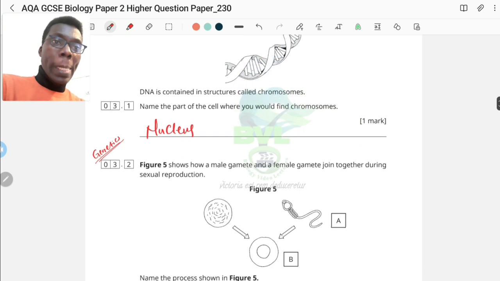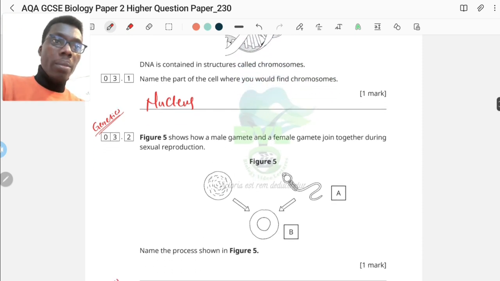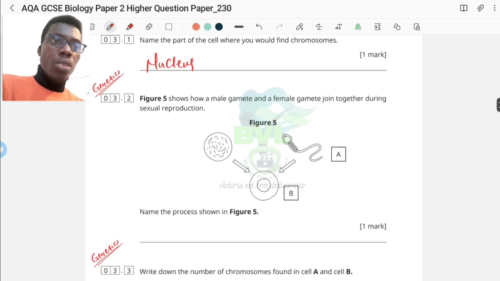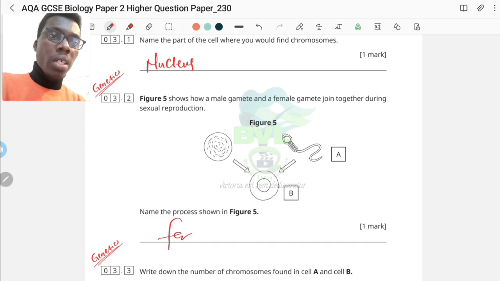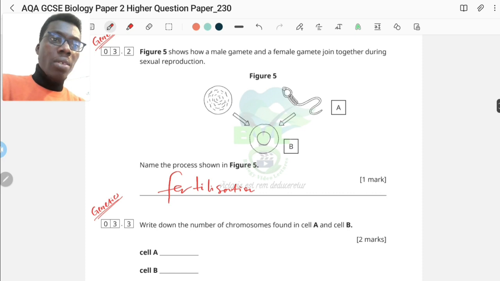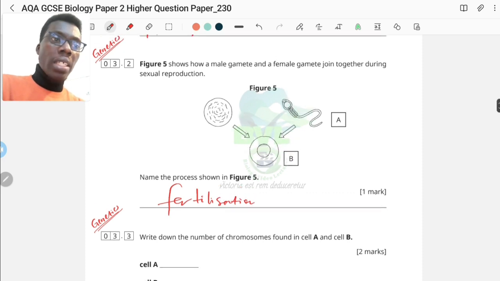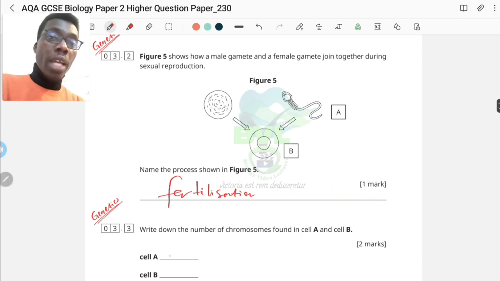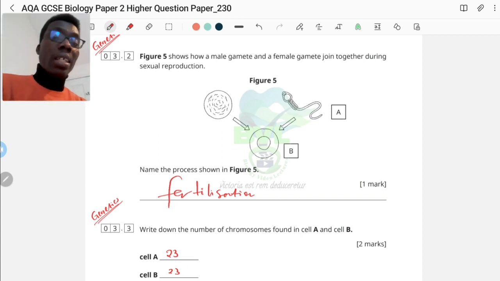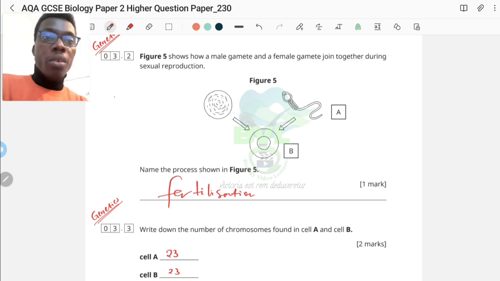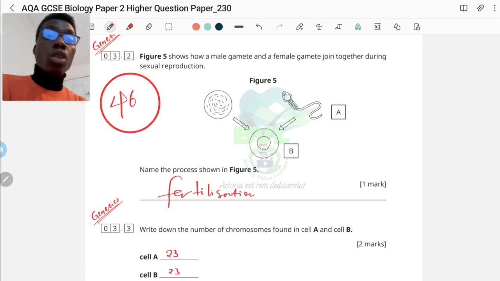of the cell. Figure 5 shows how male and female gametes join together during sexual reproduction. So name the process. Of course, that should be fertilization. Then write down the number of chromosomes found in cell A and B, because this is humans, I presume. That's going to be 23 chromosomes, then 23 chromosomes, as it were. All right, because these are gametes, they're going to have half, because a normal human cell has 46 chromosomes or 23 pairs, so this will have half of that.